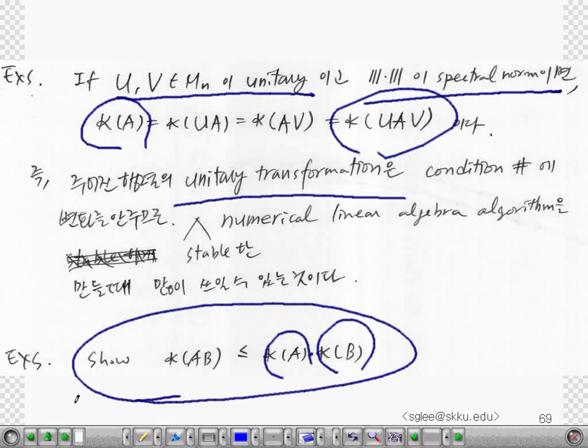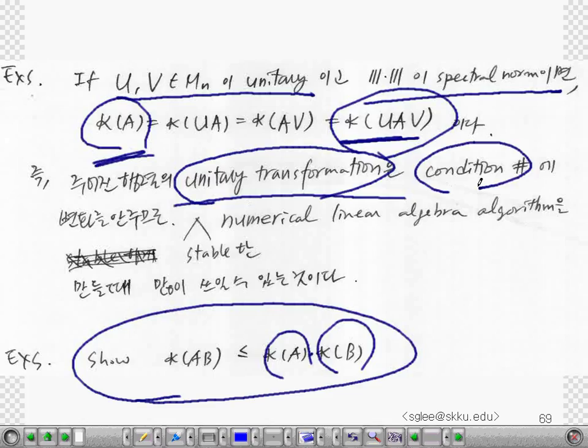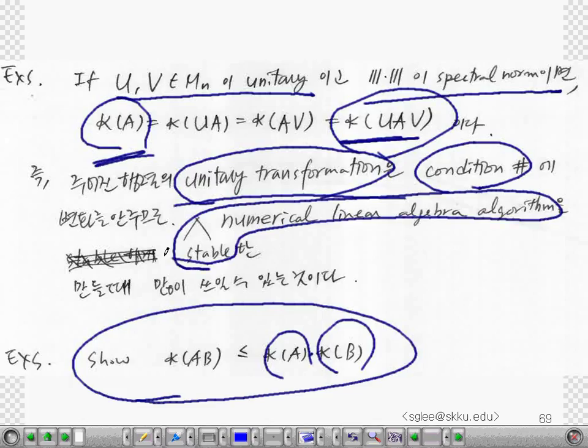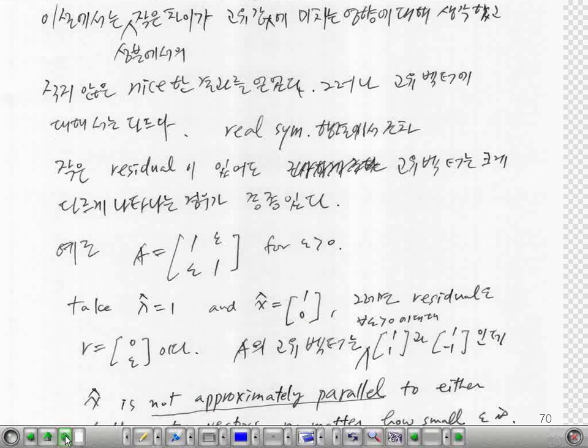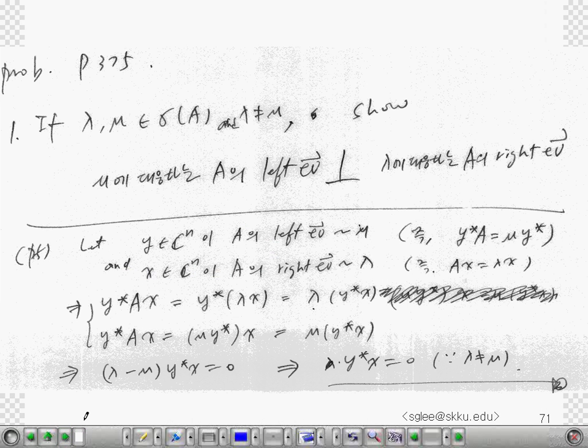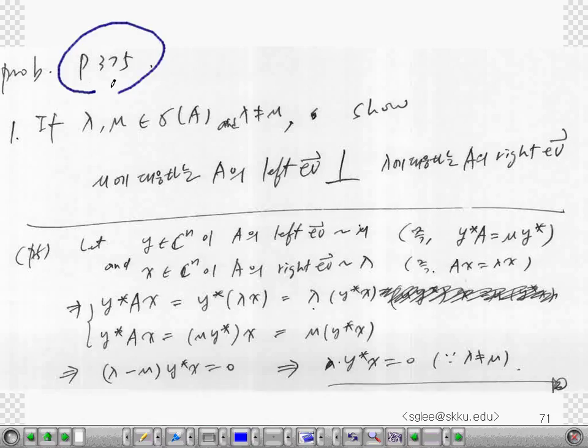Okay. And since these condition numbers are the same, we can use a unitary transformation to make this condition number small. So we have a stable numerical linear algebra algorithm. You can just make changes to have a better system. And these are the same things, just minor perturbations and operations.